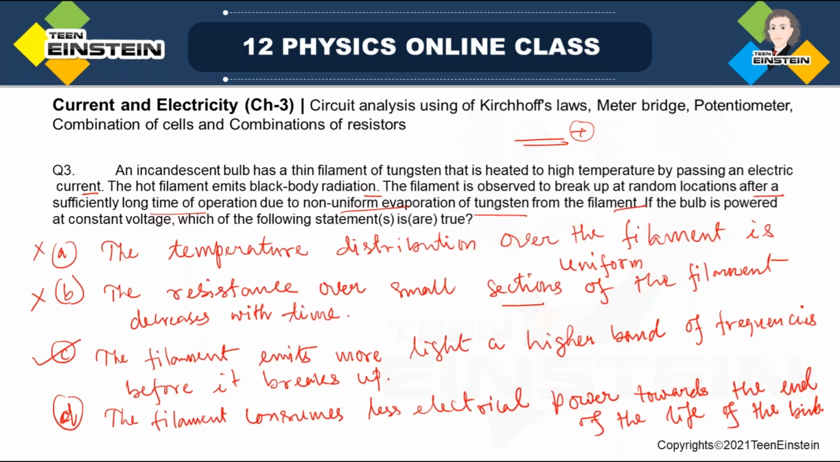So towards the end of the life, the filament will become thinner. So if it is thinner, then resistance will actually increase. So consumed power will be less, because we know power is V square by R, constant voltage, right? V square by R. So power consumption will be less, because thinner means greater resistance. So filament will become thinner and thinner at the end of the life of the bulb. So this is how the resistance will be raised. So that's why this is also true. It will consume less power at the end.